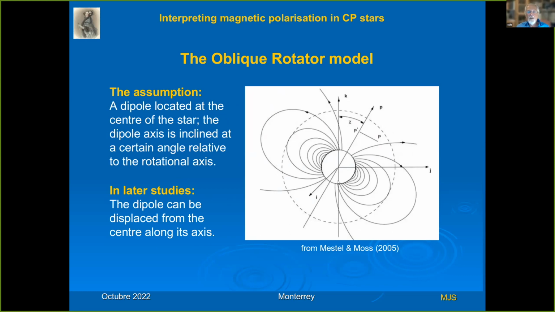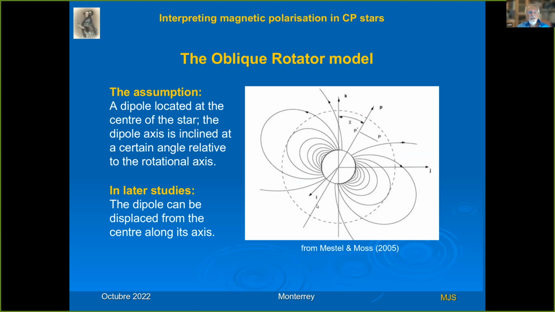You have a star with the rotational axis shown here, and you have a simple dipole centered at the center of the star and inclined with respect to the rotational axis. When it rotates, the magnetic field you can observe is varying more or less sinusoidally. So at least it was a first idea of how to model these stars.